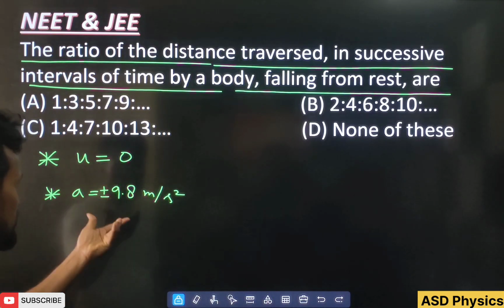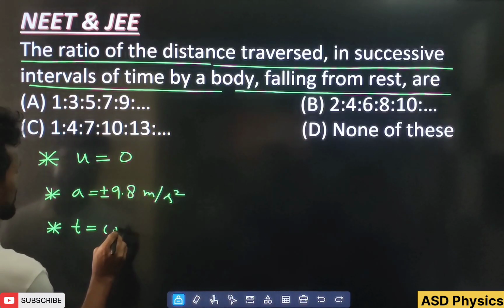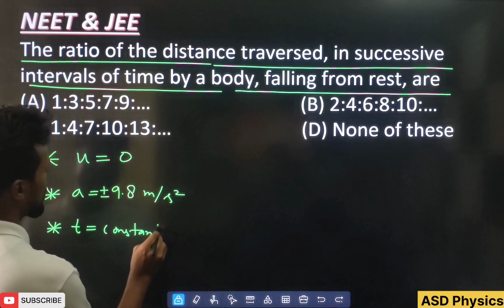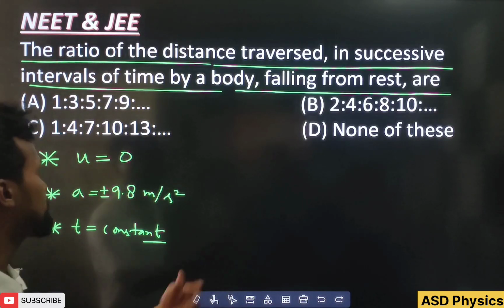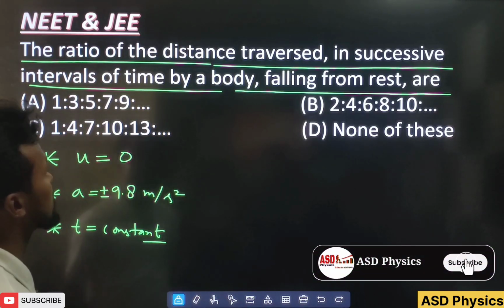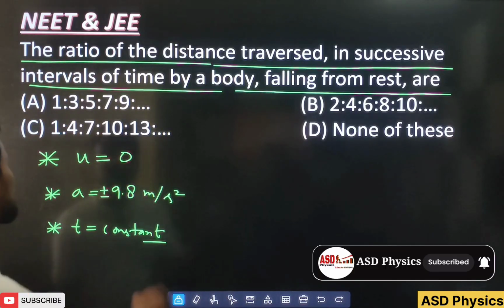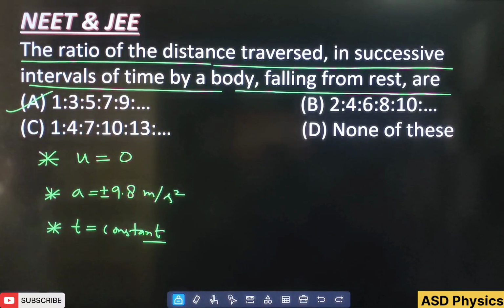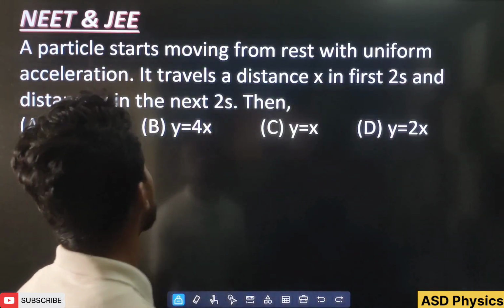Okay. So u is 0, acceleration is constant, the time interval t is also constant because they are telling that here is equal interval of time. See here, successive intervals of time. So if all these three conditions are satisfied, they are asking the ratio of the distances. Three conditions satisfied, that means the correct option is option A. There is no need to draw the diagram here. Is it correct? Let's see the next question.